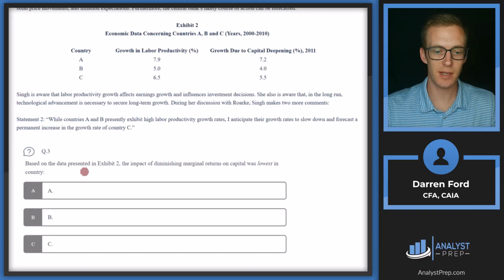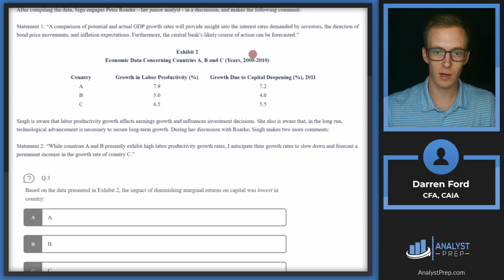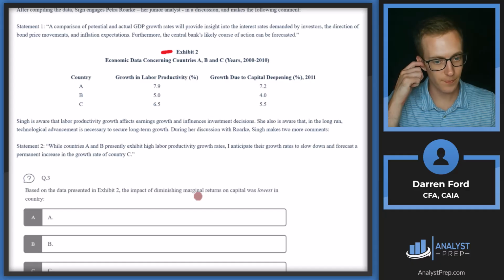Question 3. Based on the data presented in Exhibit 2, the impact of diminishing marginal returns on capital was lowest in country A, B, or C. All right, so we've read all the way down to here. Let's take a look at this exhibit and look at the impact of diminishing marginal returns.